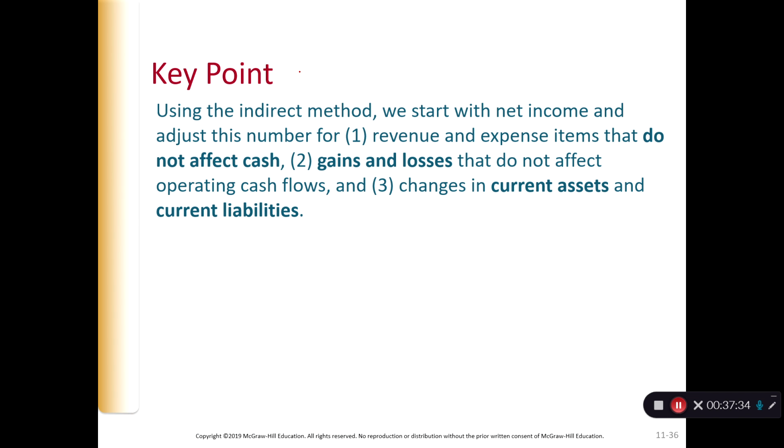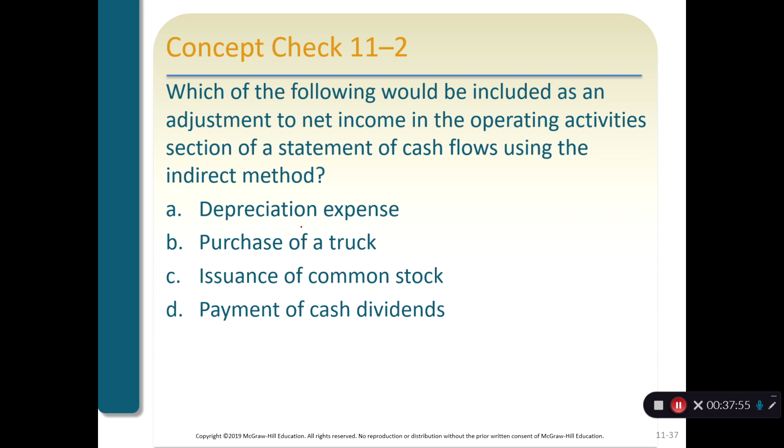Okay. So using the indirect method, we start with net income and adjust the number for, first, revenue and expenses items that do not affect the cash. And then second, gains and losses that do not affect operating cash. And then third, changes in current assets and current liabilities. Okay. So let's do this one.